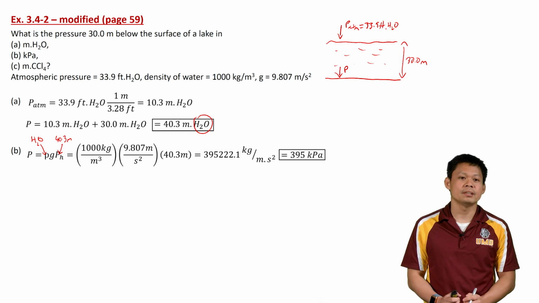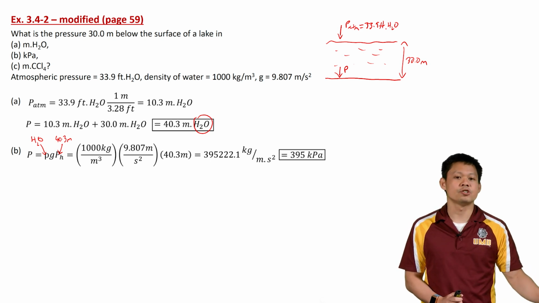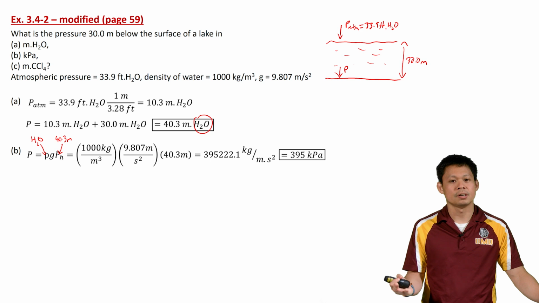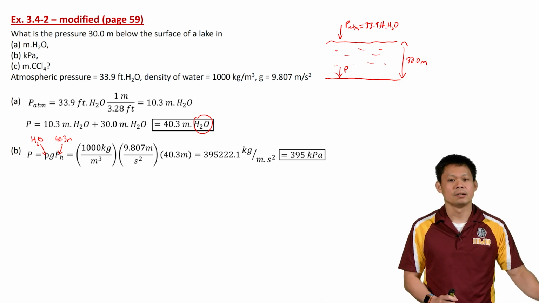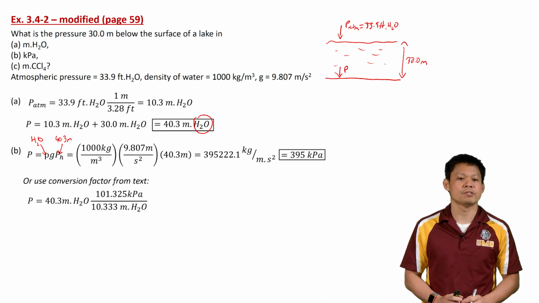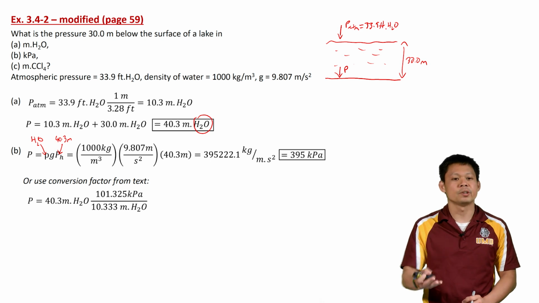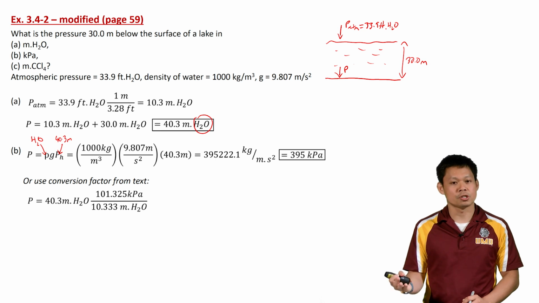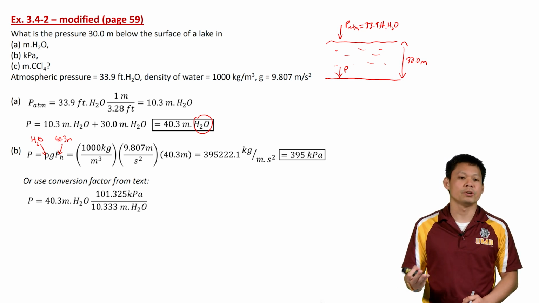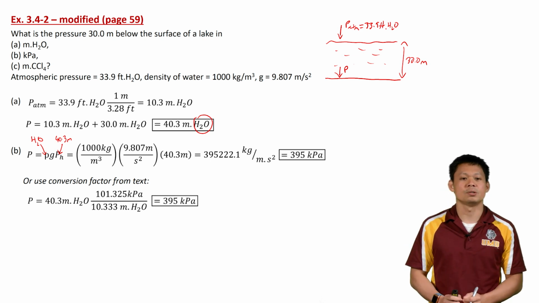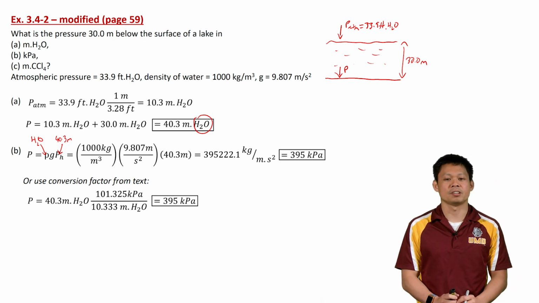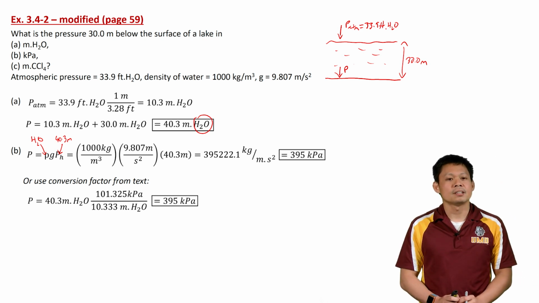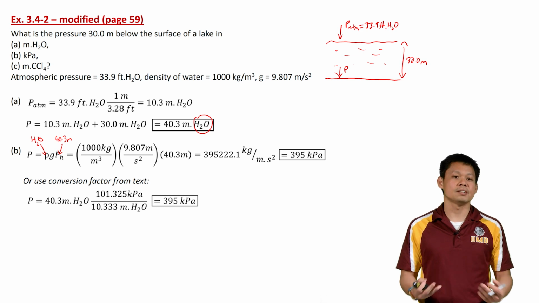Alternatively, there are conversions from head of fluid for water at atmospheric pressure in the front of the book. So you could just use the conversion factor from the front of the textbook. We have 40.3 meters of water. The front of the textbook gives you atmospheric pressure in different units, which is 101.325 kilopascals or 10.323 meters of water. So you could use that as a conversion factor, and from there you can still get the same answer of 395 kilopascals.